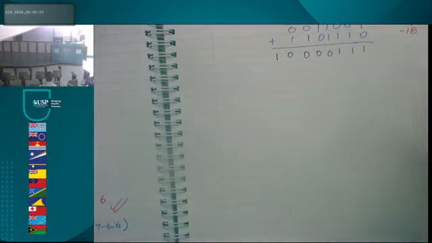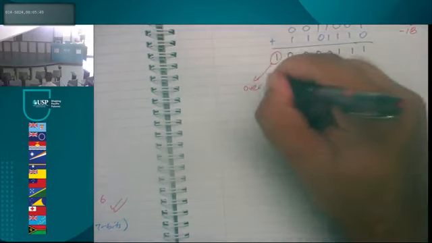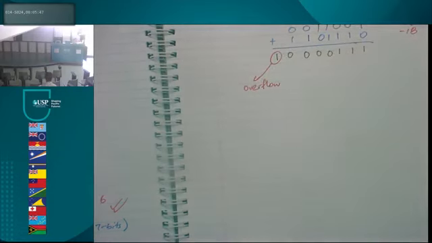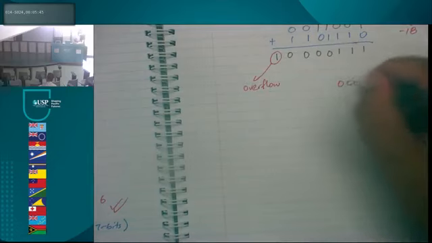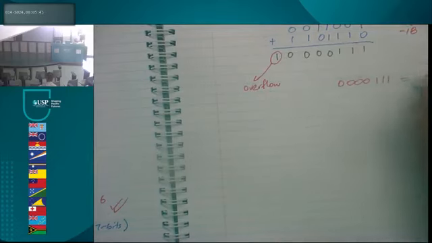0 carry 1. Right. So if we count the bits, 1, 2, 3, 4, 5, 6, 7, this is your overflow. Now what does 0000111 equal to? Well, 111 is equal to 7. So the answer is correct.